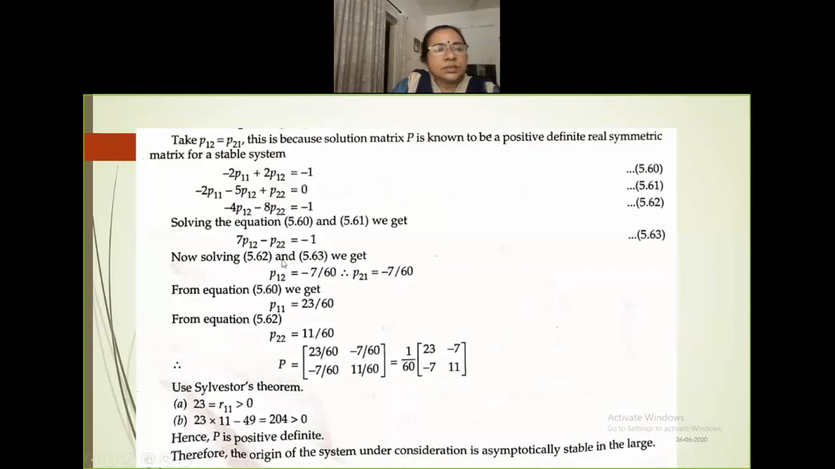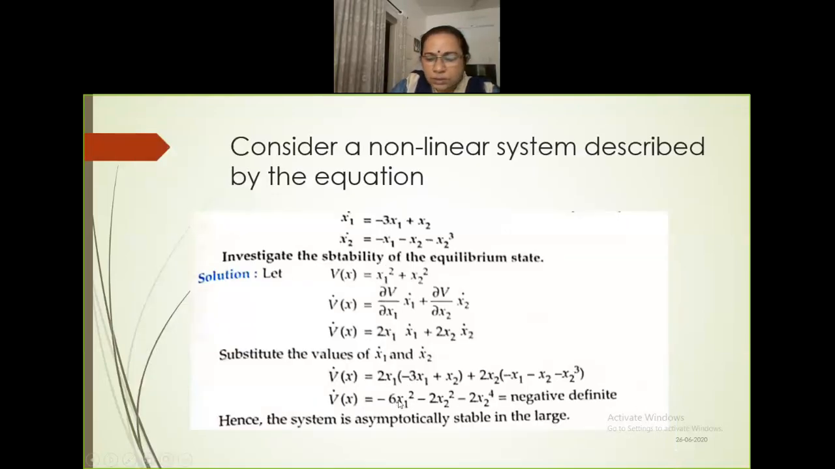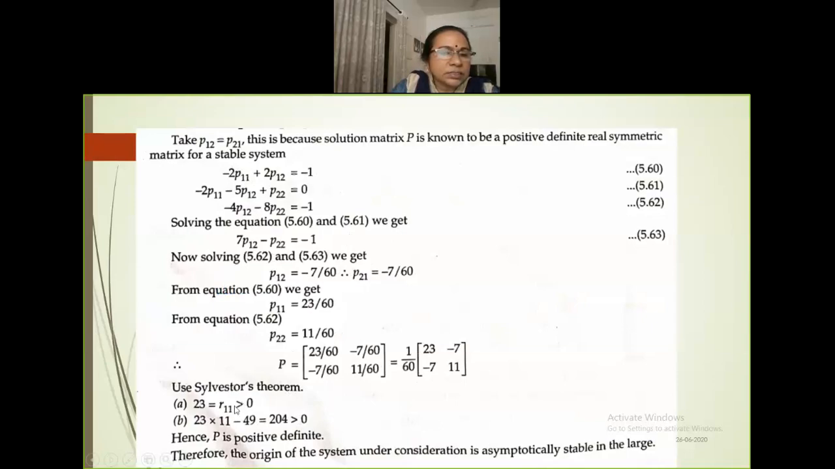Solving these equations, you will get P as 1 by 60 into 23. Simplifying, you will get the matrix. Then use Sylvester's theorem. The condition is 23 by 60 greater than 0. Then this 2 by 2 matrix determinant should be greater than 0. Hence, P is positive definite. Therefore, the origin of the system under consideration is asymptotically stable in the large.